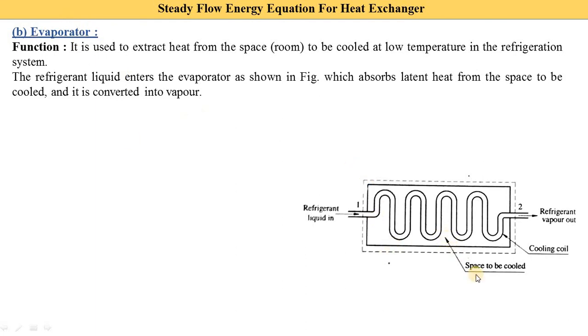And here you see there is a space to be cooled. Suppose we consider the AC, then it is put in our room. Suppose in a refrigerator, it is provided inside the fridge. This evaporator is also called the cooling coil.